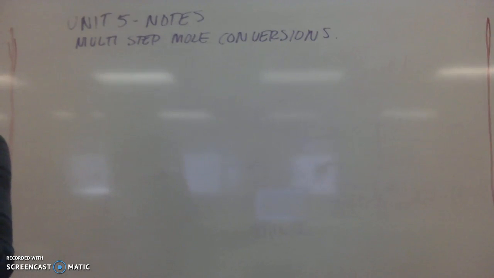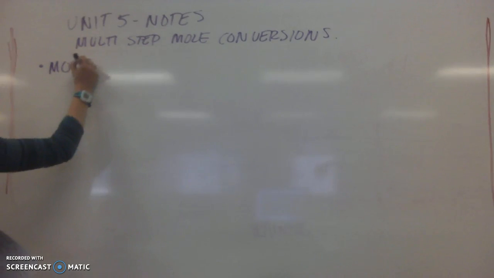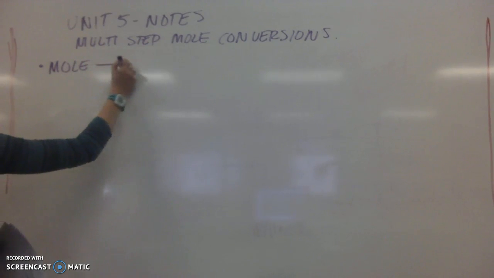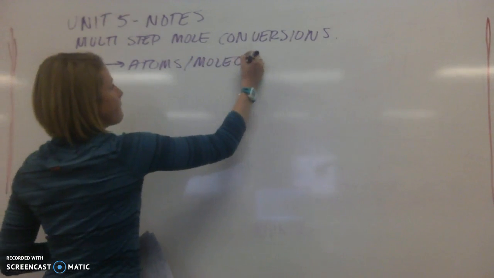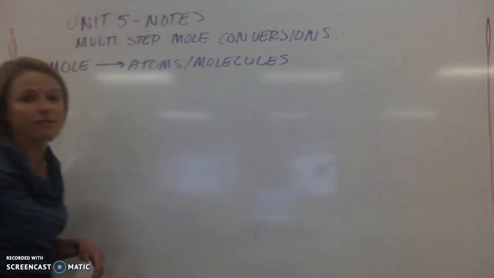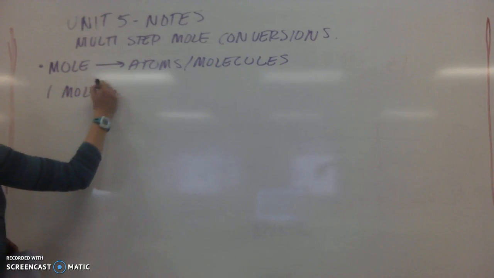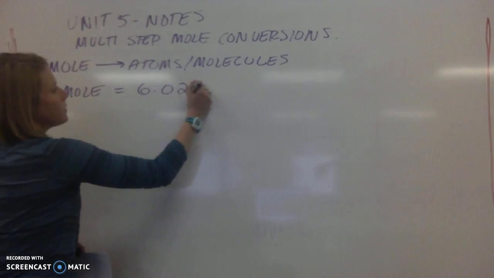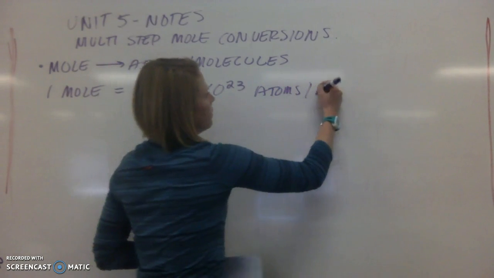Okay, so last week, on Friday, we were able to do a few different conversions that were one step. We could go from a mole to atoms or molecules. You should be following along, writing this down with me. We could do that with 1 mole is equal to 6.02 times 10 to the 23rd atoms or molecules.